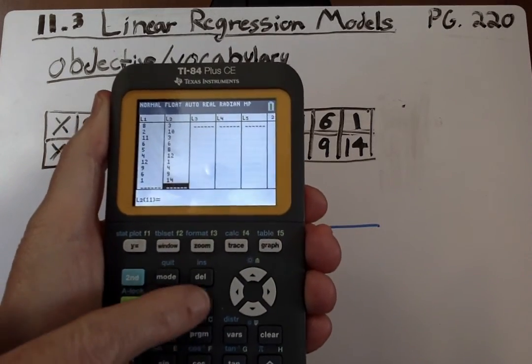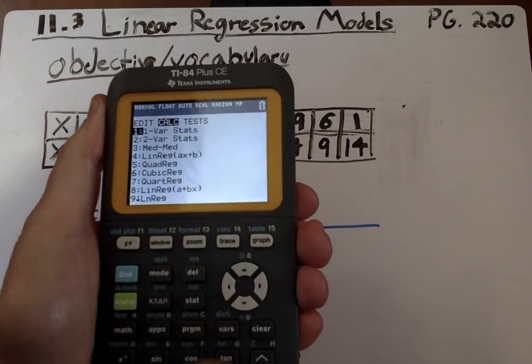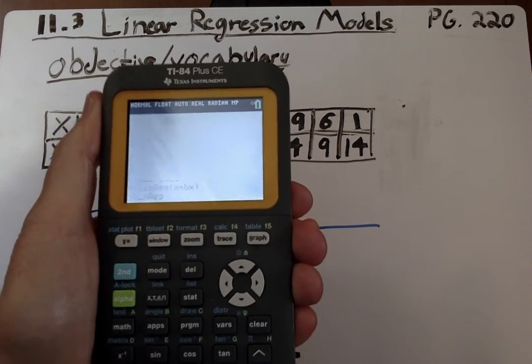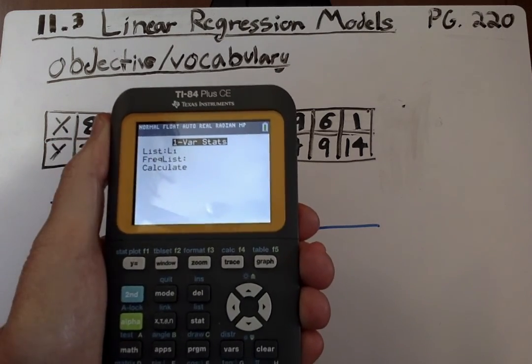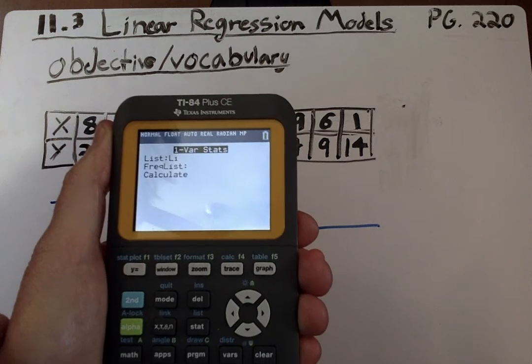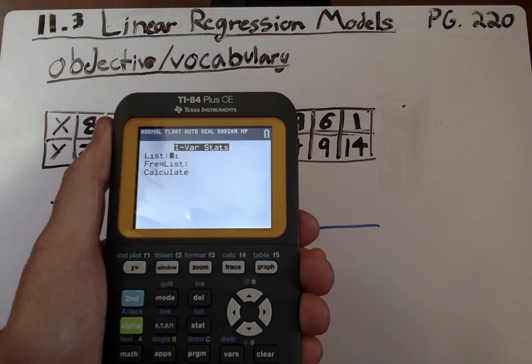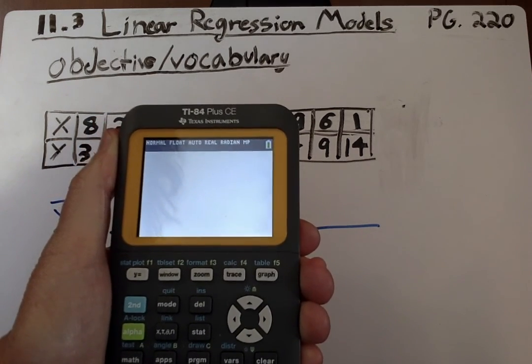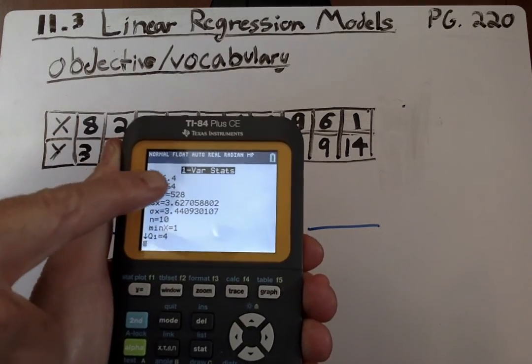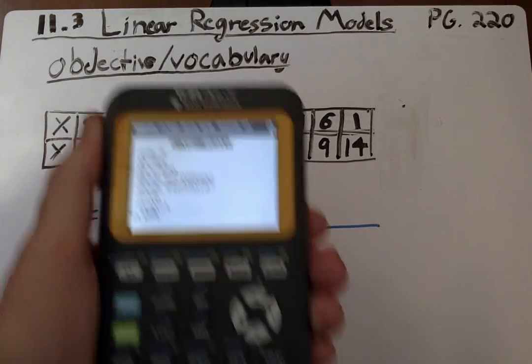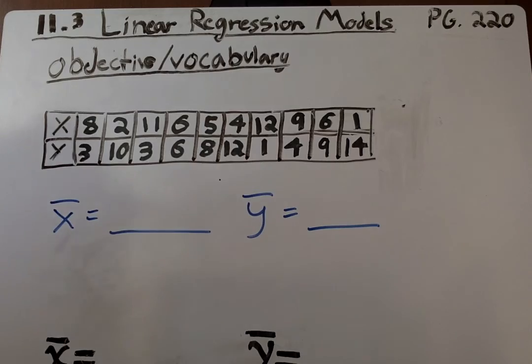Okay, we're going to press stat, and I'm going to calculate one variable statistics. And here's where you need to know L1. x was L1, so that's my list, L1. Enter, enter, enter. And I look for the mean, and it tells me 6.4. So I put right here 6.4.